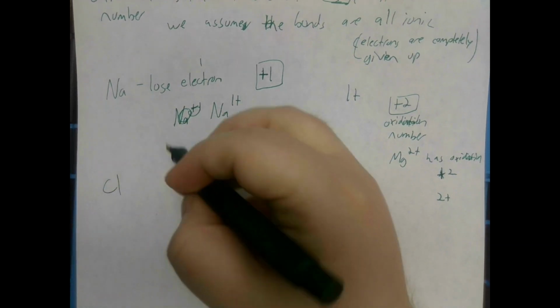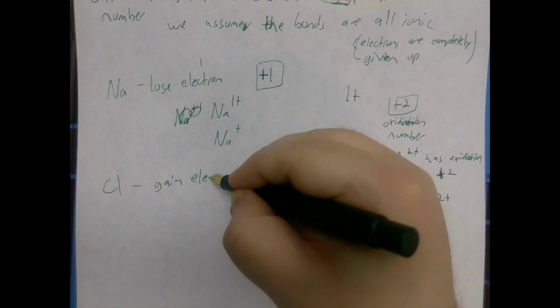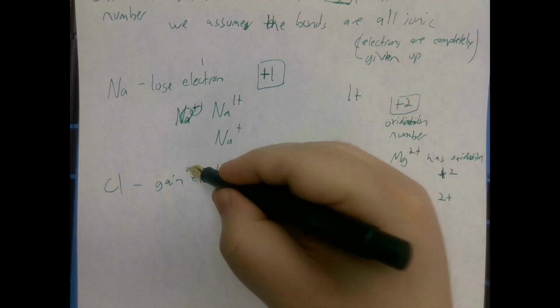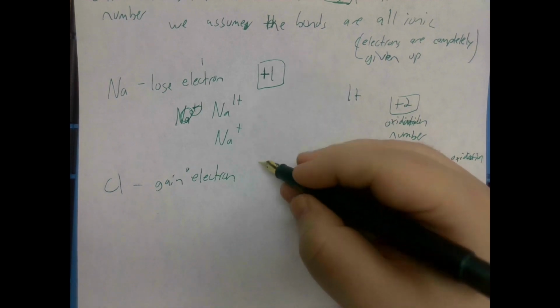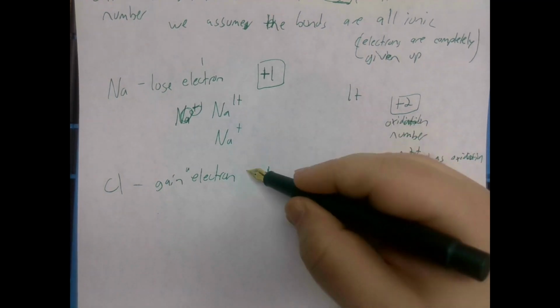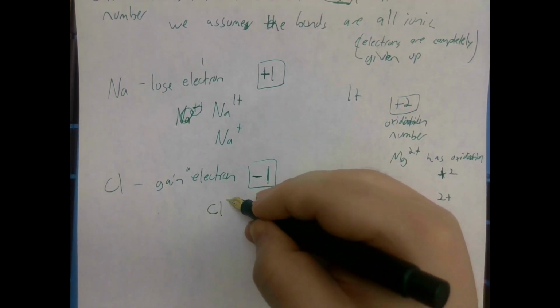So chlorine likes to gain an electron. Electrons are negative, so it's going to gain a negative charge. So its oxidation number is going to be -1. So it likes to make chlorine negative.